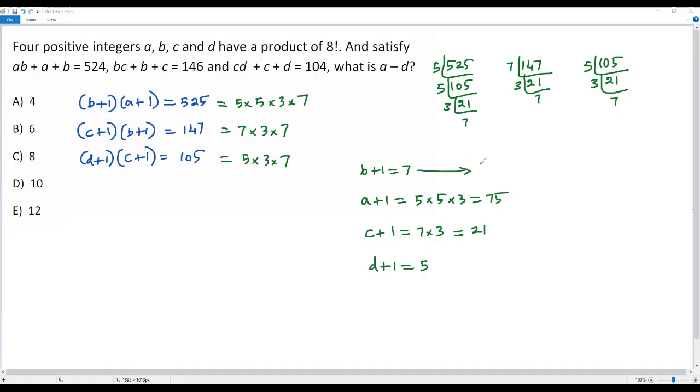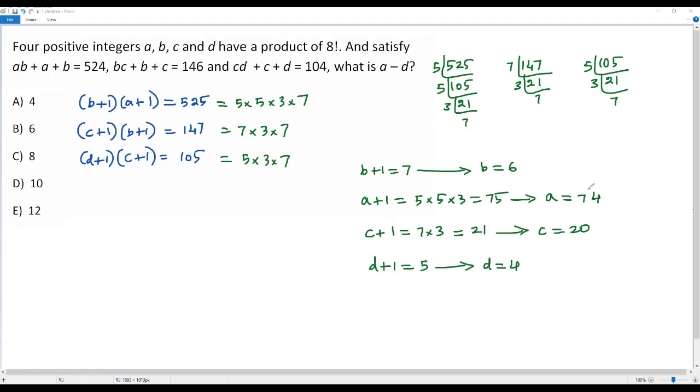Okay, now let's solve for B in this equation. For that, we have to subtract 1 from both sides of the equation. When I do so, I'm getting b equals 6. Here from this equation, to get the value of a, I have to subtract 1 from this one and this one. Then I'm getting a equals 74. Now to solve for c in this equation, I have to subtract 1 from this one and this one. Then I'm getting c equals 20. And to solve for d in this equation, let's subtract 1 from both sides and I'm getting d equals 4. Okay, here I got the positive integer values for a, b, c and d.